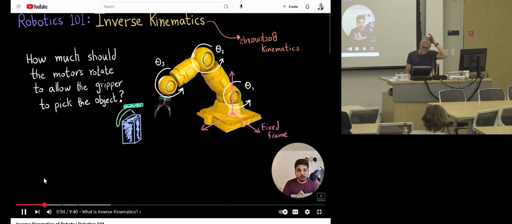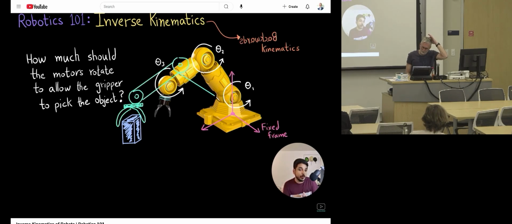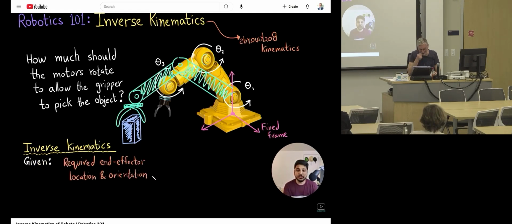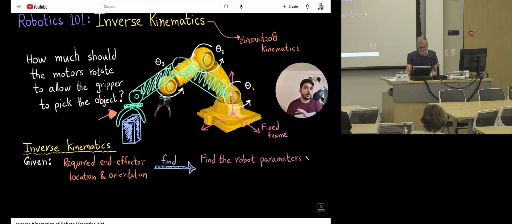So this is the position that I want the gripper to be at. Draws really well. I'm so jealous. So inverse kinematics is just that you are given the required end effector location and orientation, which is this one, and you have to find out what robot parameters are required in order to achieve that. So in this case, the robot parameters are the three angles, theta 1, theta 2, and theta 3.